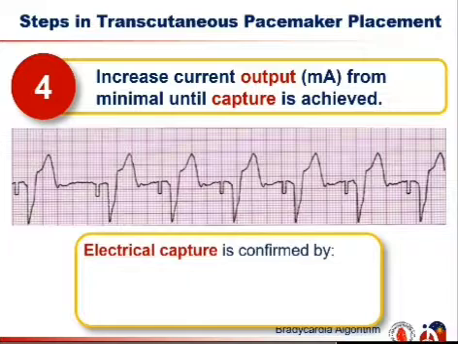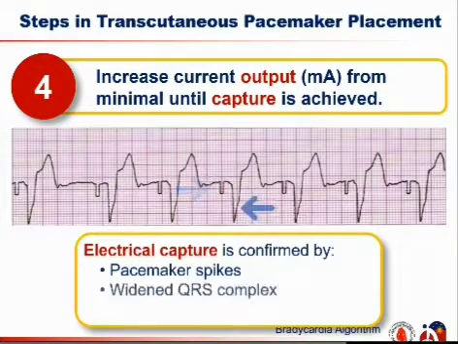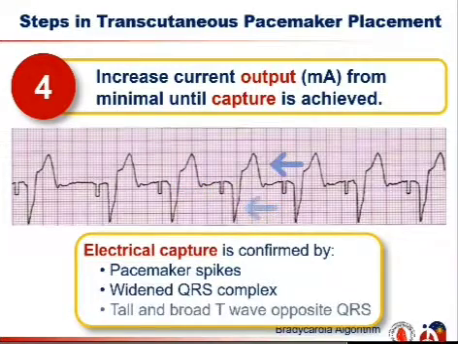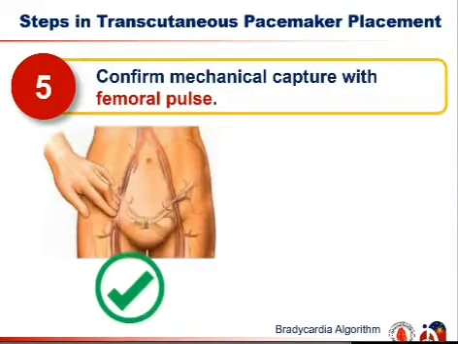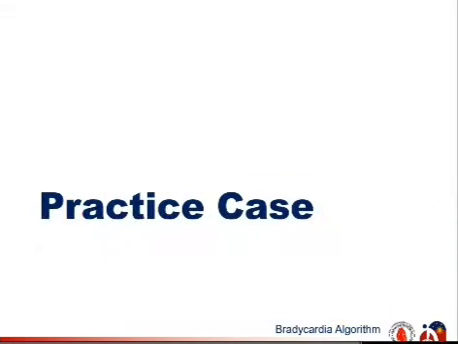Electrical capture occurs when a pacing stimulus leads to depolarization of the ventricles. It is confirmed by ECG changes typical of ventricular complexes, namely pacemaker spikes, a widening of the QRS complex, and a tall, broad T wave opposite the QRS. Step 5. Confirm mechanical capture with femoral pulse. Carotid pulse for assessment of circulation is not used because transcutaneous pacing can create muscular movements that may feel like a carotid pulse. Let's now go to a sample case.